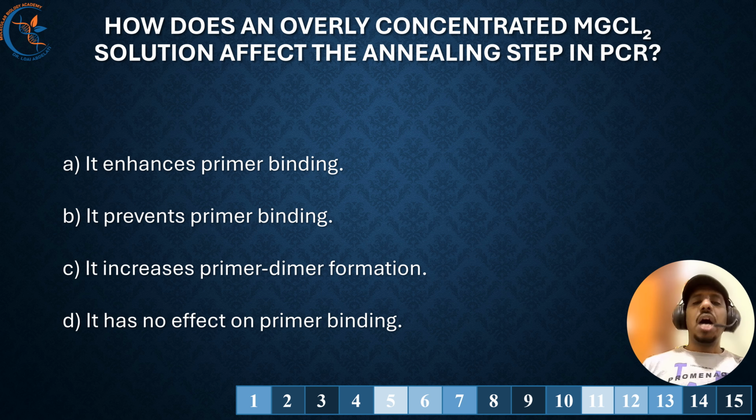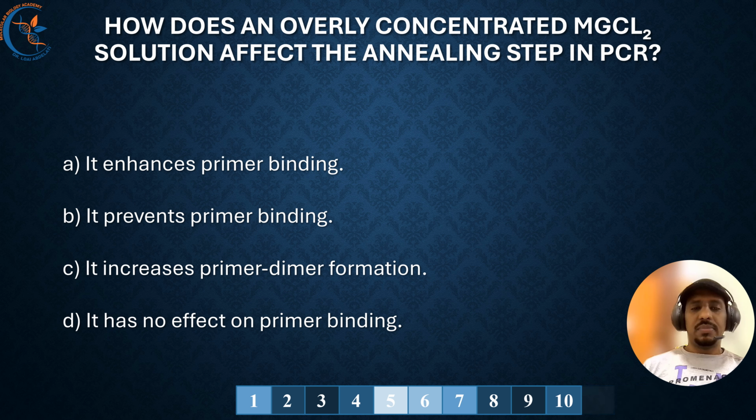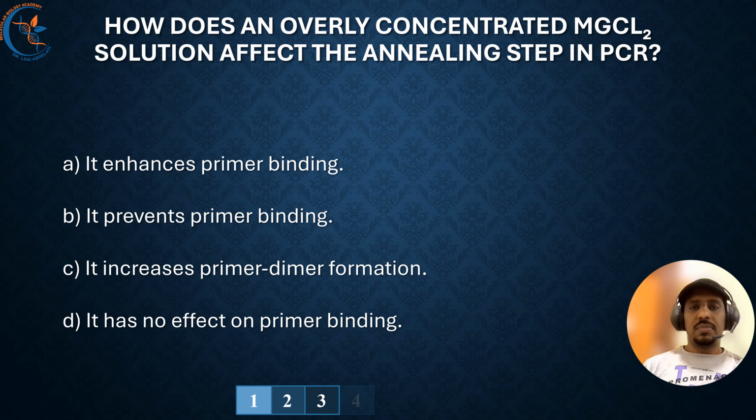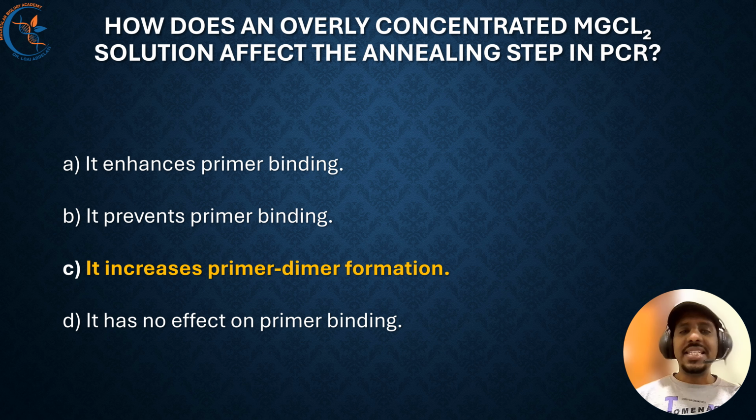Okay, the next question here. How does an overly concentrated magnesium chloride solution affect the annealing step in PCR? The correct answer, it increases primer dimer formation. As we know, a high level of magnesium chloride can lead to increased primer dimer formation during the annealing step because it stabilizes non-specific interaction between primers, which can compete with the specific primer-template binding and reduce the efficiency of the reaction. All right, let's move on.